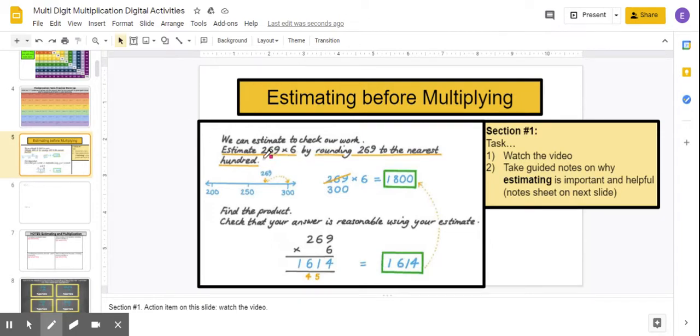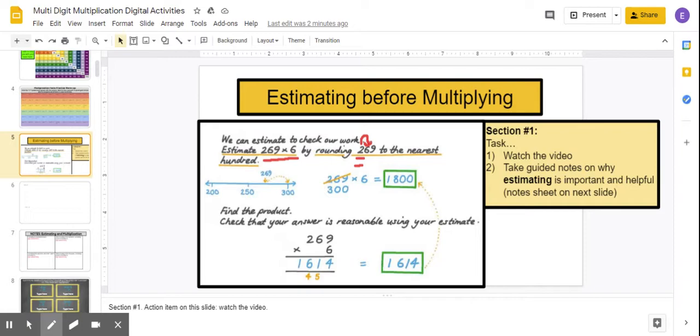So on this example here, we can think that we're estimating the answer to this problem, 269 times 6. So if we want to get a reasonable ballpark answer, we can say, okay, well, let's round 269 to the nearest 100. Well, I know that this right here is my 100 place value spot. So I'm going to look to the digit right behind it, to my tens, and that digit in the tens spot is going to tell me if I round it up to 300 or if I keep it at 200.